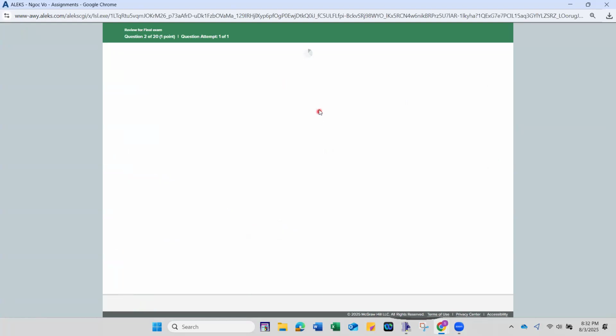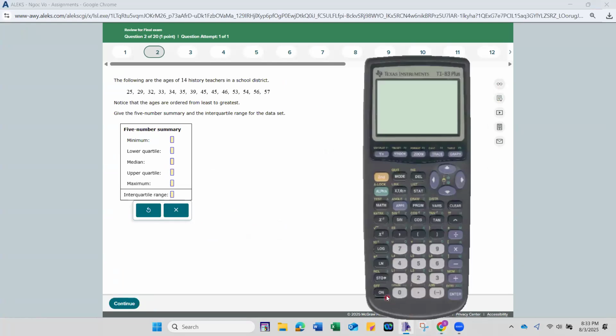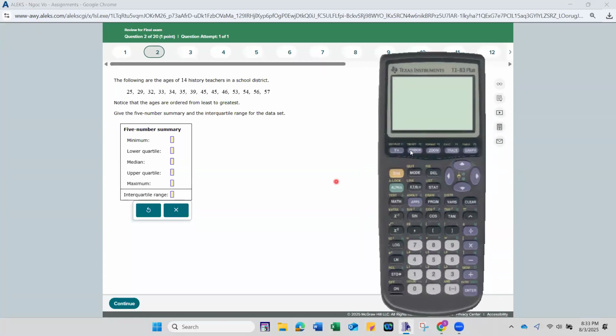Question number 2 is about the 5-number summary. In order to find the 5-number summary step by step, you can refer to the explanation again. But here I'm going to show you how to use a calculator. So I'm going to show you how to use a scientific calculator to find the 5-number summary.